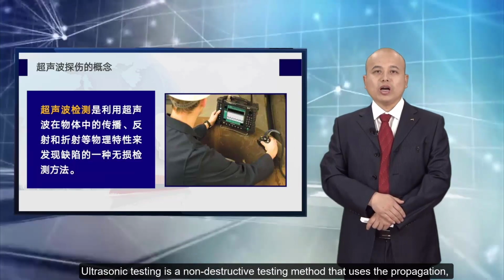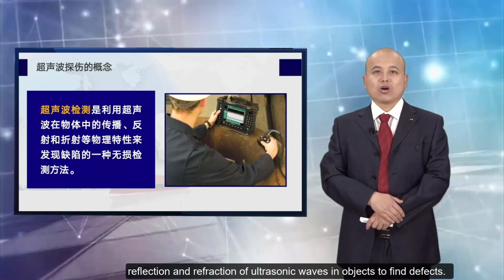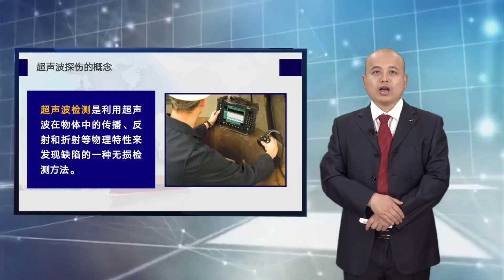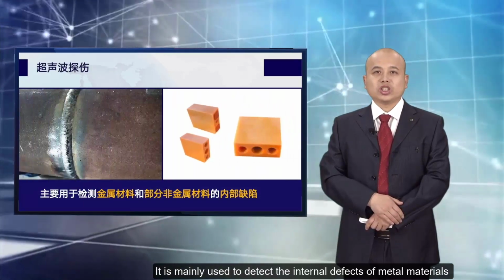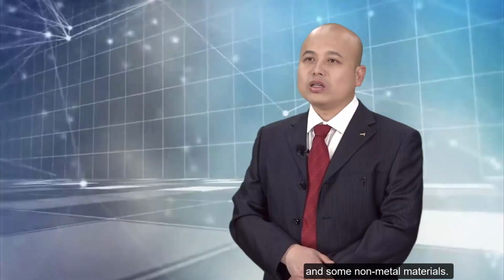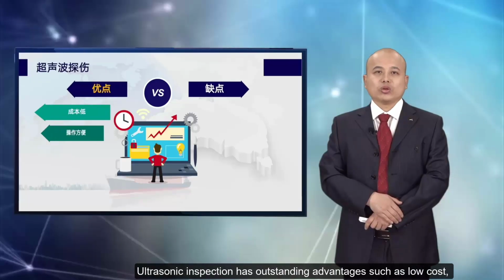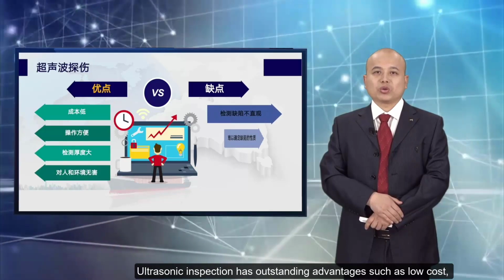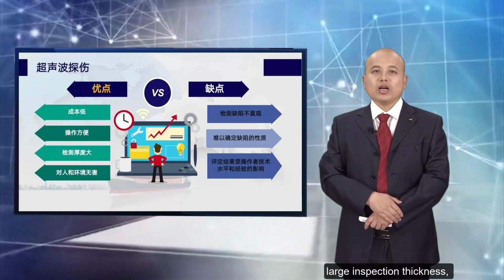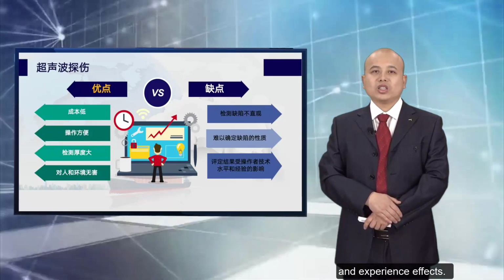Ultrasonic testing is a non-destructive testing method that uses the propagation, reflection and refraction of ultrasonic waves in objects to find defects. It is mainly used to detect the internal defects of metal materials and some non-metal materials. Ultrasonic inspection has outstanding advantages such as low cost, convenient operation, large inspection thickness, and harmless to people and the environment.